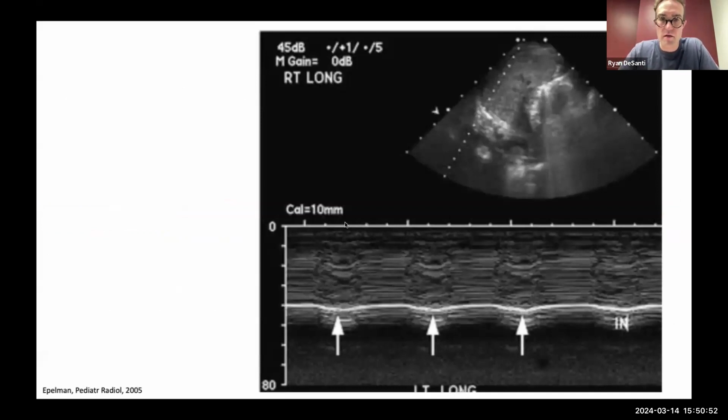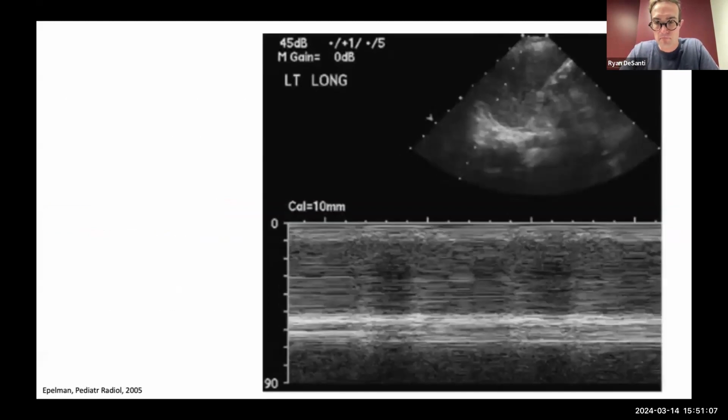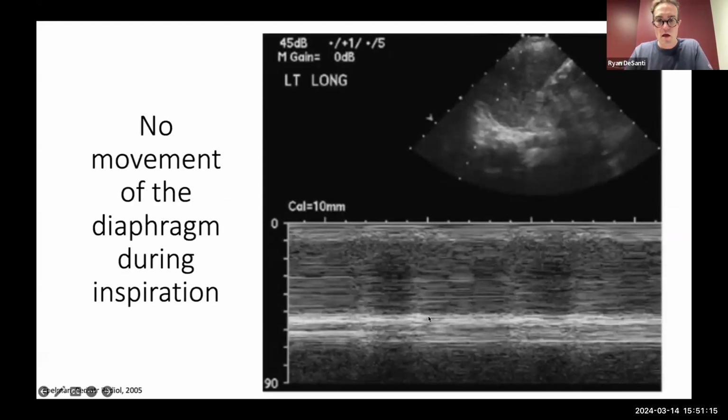And so here is an example in M mode where during inspiration, the diaphragm actually moves away from the ultrasound probe, which is consistent with paradoxical diaphragm movement during inspiration. And then here we have an example where the diaphragm does not move at all during inspiration. And this is consistent with diaphragmatic paralysis on that particular side.